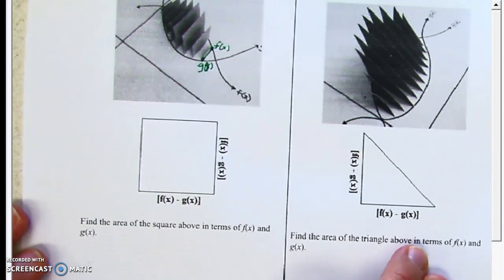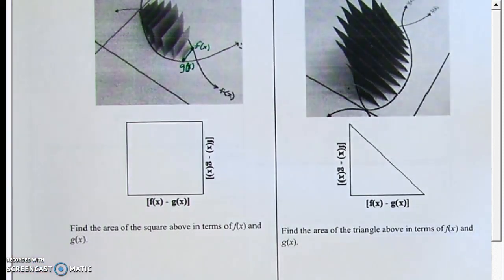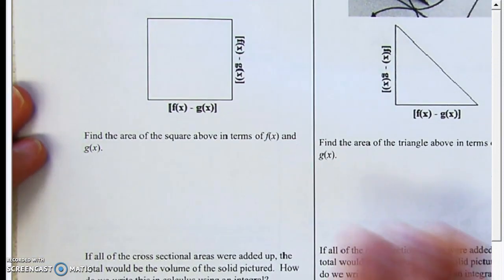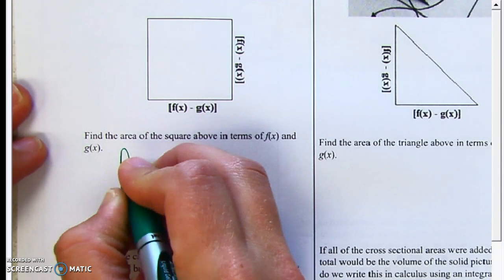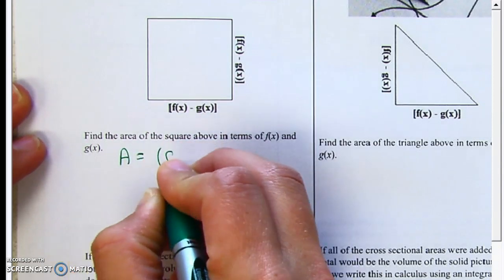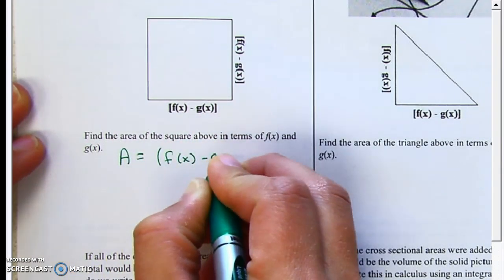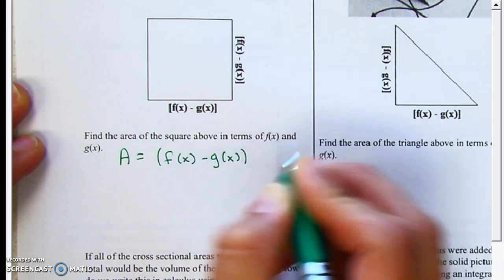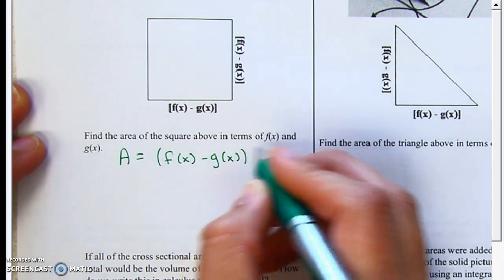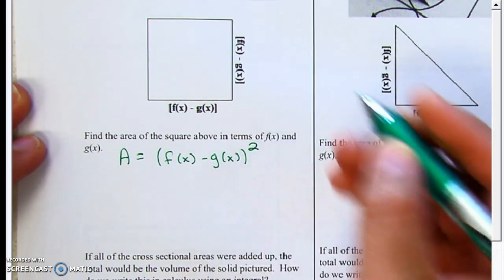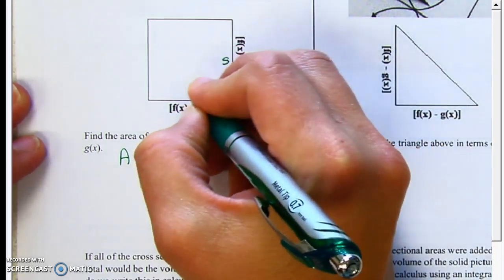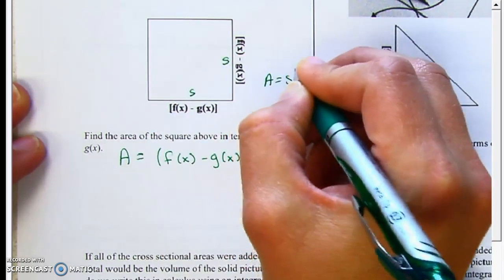So then the area of one square, this is the big idea. What would be the area of one of the shapes? So find the area of the square above in terms of F and G. Area would equal F of X minus G of X times itself, right? So that's going to be squared. You agree that an area of a square would be like side squared?